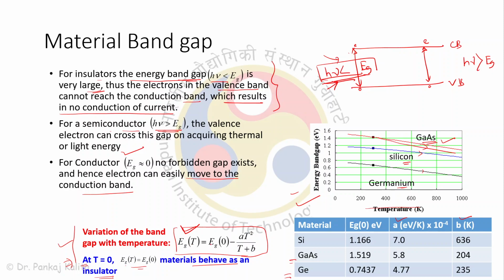Okay, E_g(T) equals E_g0, that is E_g naught, minus aT squared upon T plus b, where T is the temperature and a and b are constants given for different types of materials. From this table you can get the values of a and b for silicon, germanium and gallium arsenide. At T equal to 0, E_g(T) equals E_g0, so this term becomes 0. How? You just put T equal to 0 here. So we will take this equation and solve a problem now.